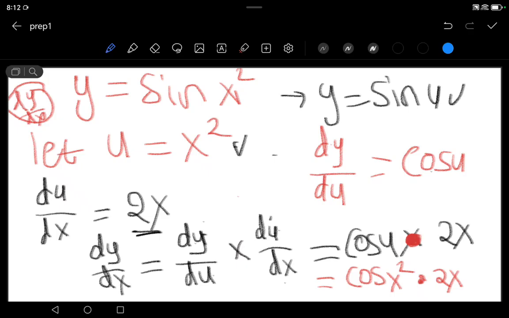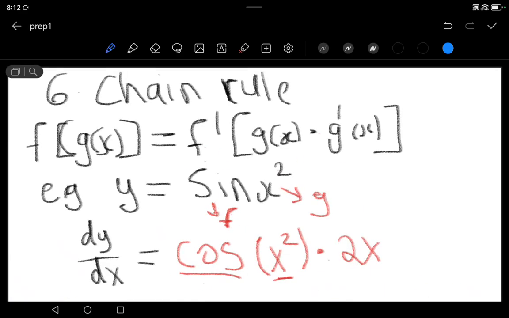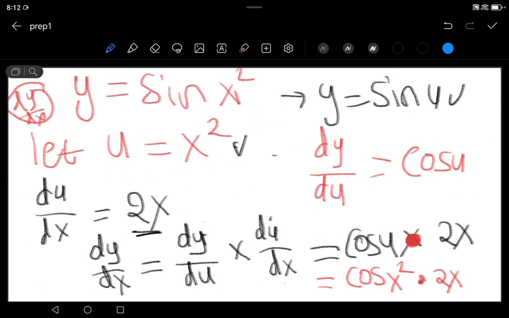So you see we got the same answer as previous: cos x squared times 2x. It's the same as the other one, but this method is long compared to that one. Yeah, that one is straightforward.